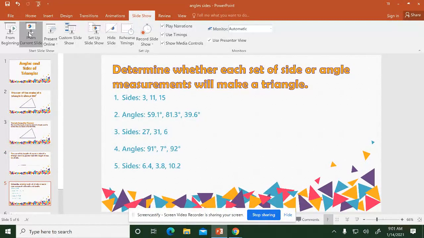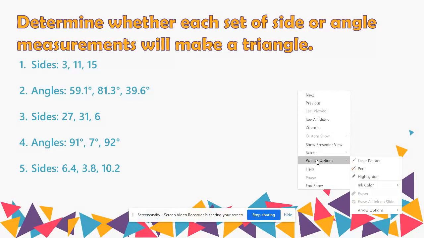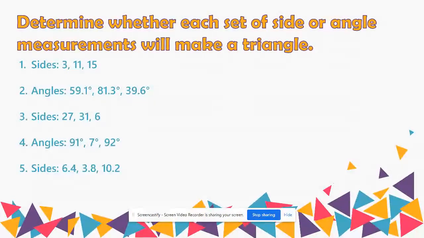So let's get back into the actual presentation here. And it says determine whether each set of side or angle measurements will make a triangle. So this is one type of problem you'll have to do in this next assignment. And for the side problems, what you want to do is identify the two shortest sides they give you. So on the first one, that's 3 and 11. You add those together. And what you want to do is see if the number you get is bigger than the third number. So I got 14. That is not bigger than 15. So my answer is no. These do not make a triangle. The two small sides are not bigger than the third side.